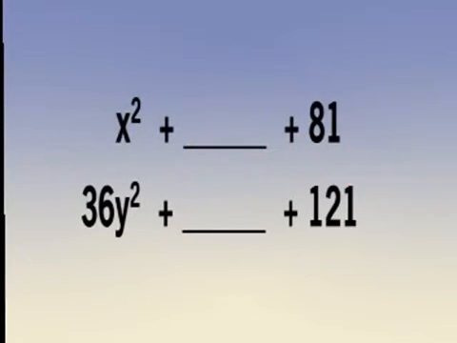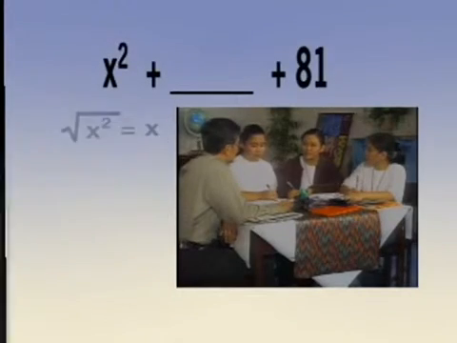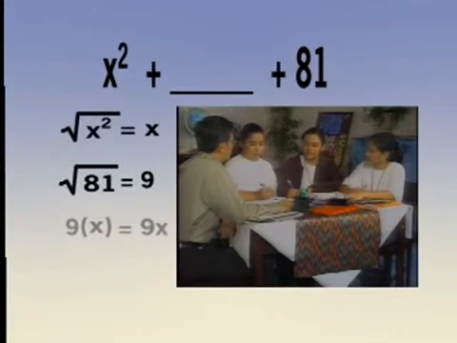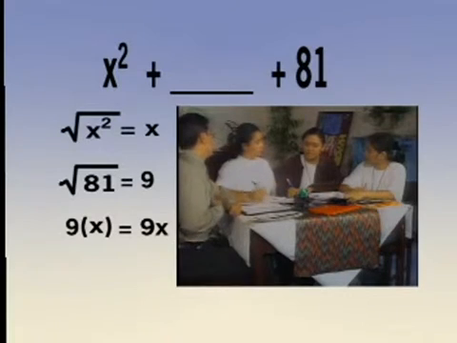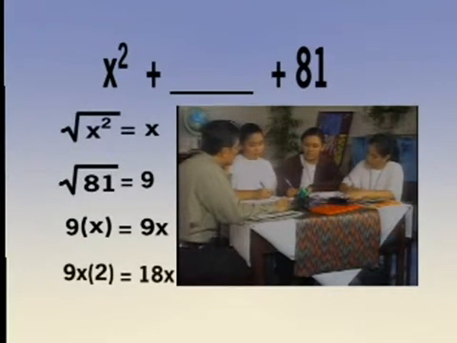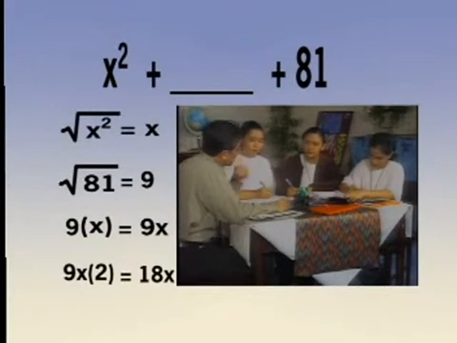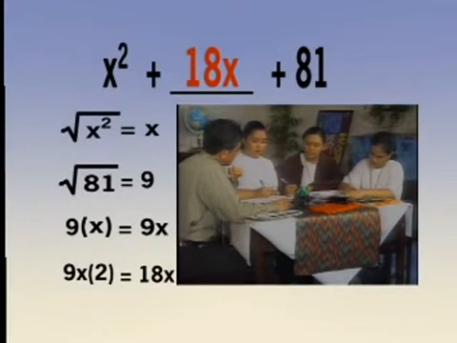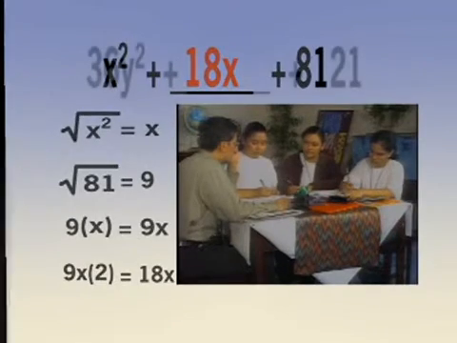Can you answer the next two? The square root of x squared is x. The square root of 81 is 9. Okay. x times 9 equals 9x. Double this product: 9x times 2 equals 18x. The trinomial is x squared plus 18x plus 81.